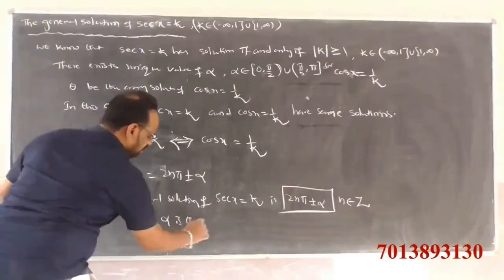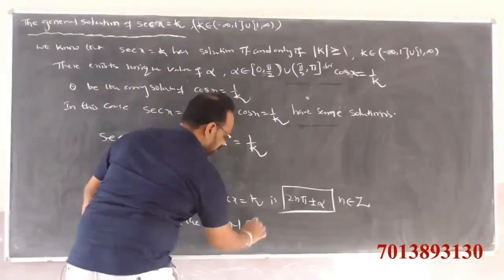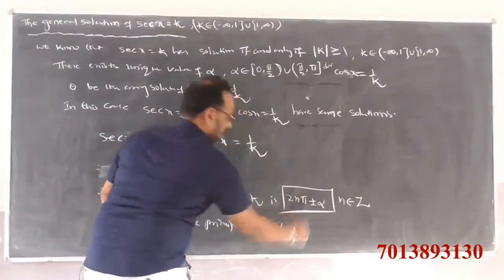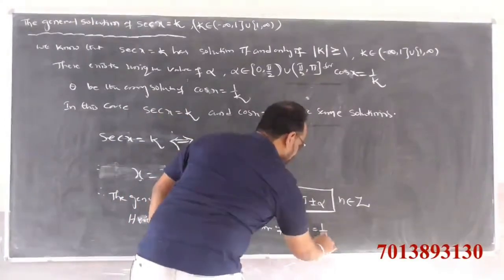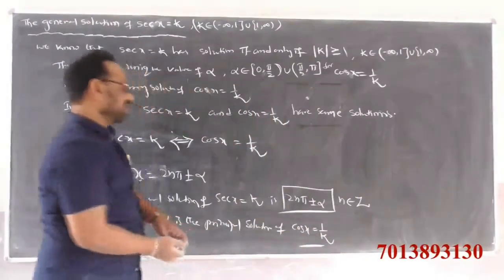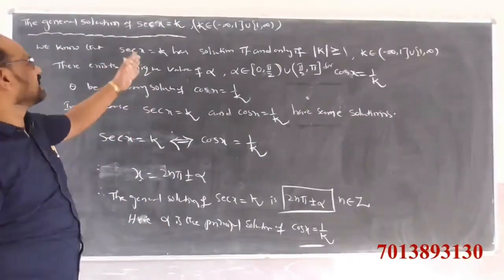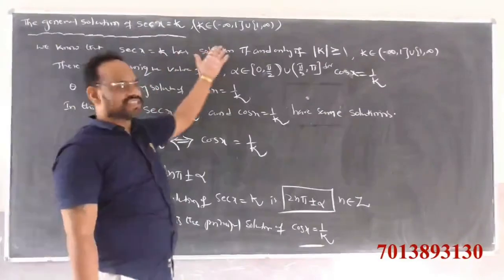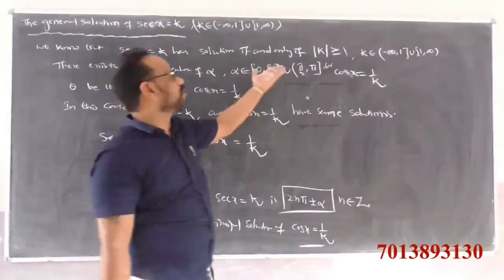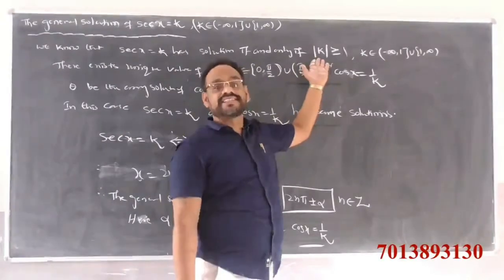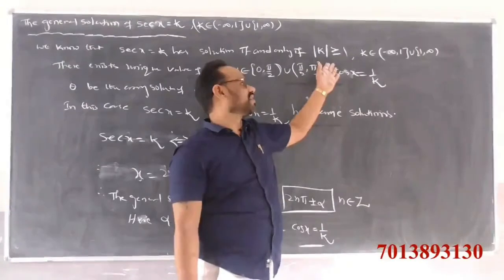Alpha is the principal solution of cos x equals 1 by k. Observe here, we want the general solution of secant x equals k. Secant x equals k in these intervals has the principal solution if and only if modulus of k is greater than or equal to 1. That means the absolute value of k is greater than or equal to 1.